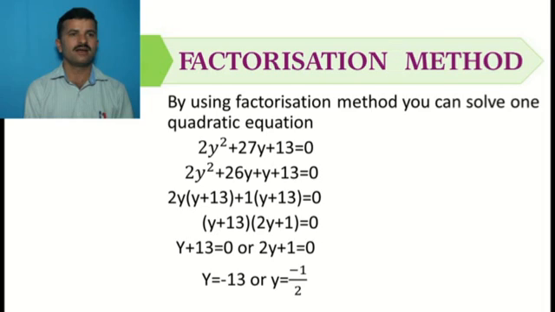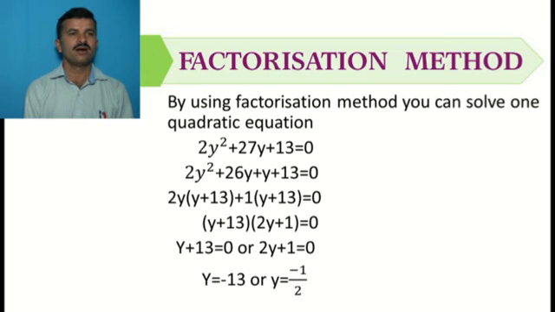and in the second pair plus 1 is common, therefore you can put y plus 13 inside the bracket is equal to 0. Therefore the factors of that polynomial you can write here, y plus 13 into 2y plus 1 is equal to 0. In the first or second standard you learned that the product of two terms is equal to 0 means any one term becomes 0.